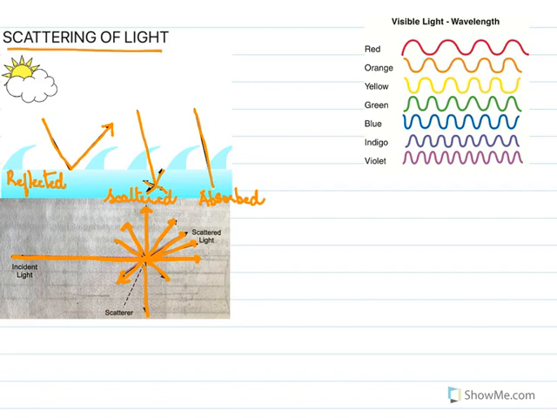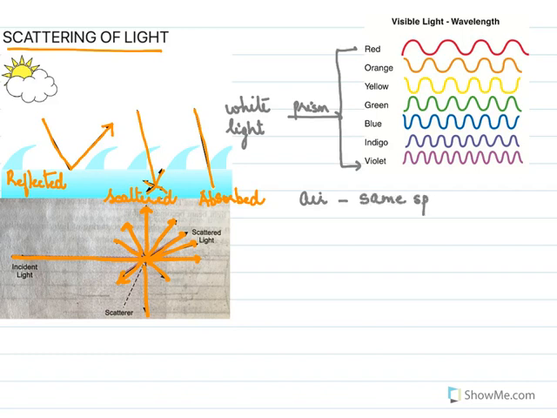To study scattering of light, we need to know the nature of light. In the earlier lesson, we have learned that white light, when it is passed through a prism, splits into these 7 components. And why does it split into 7 components? Because in air, all the components have the same speed. And because they have the same speed, they travel together and light appears white.